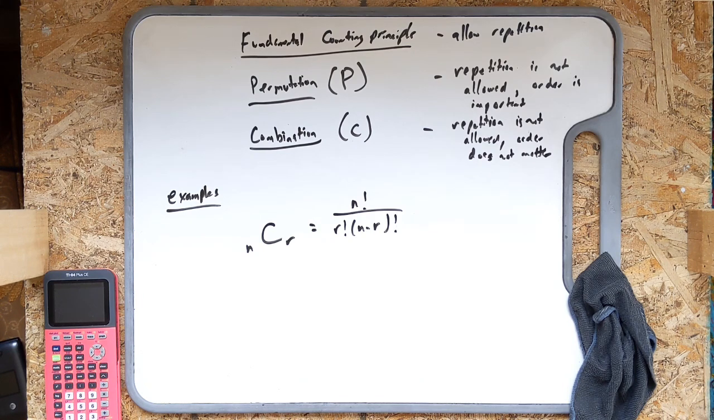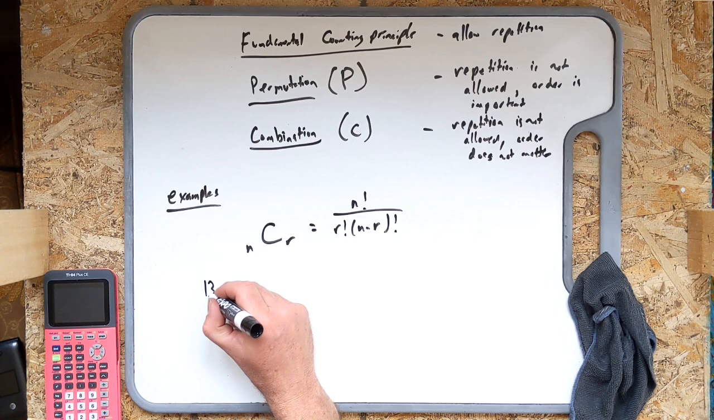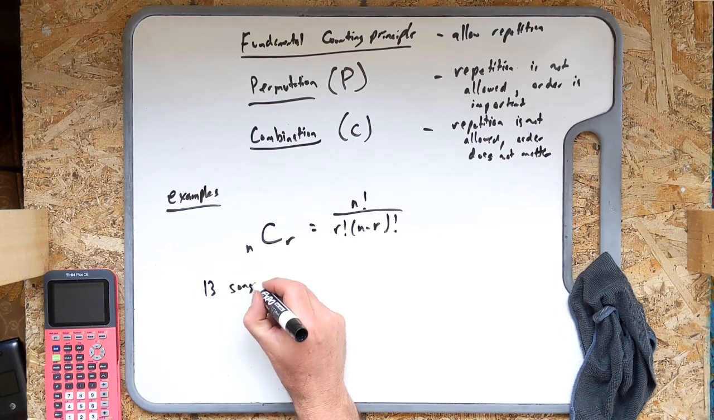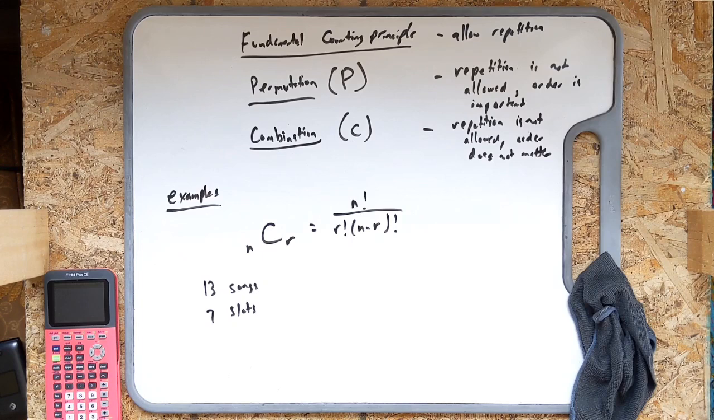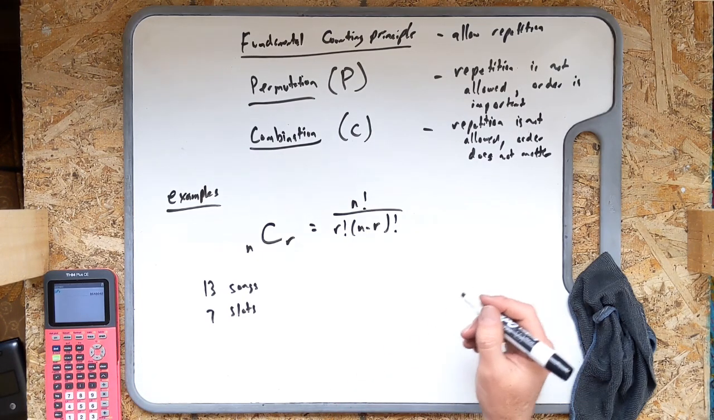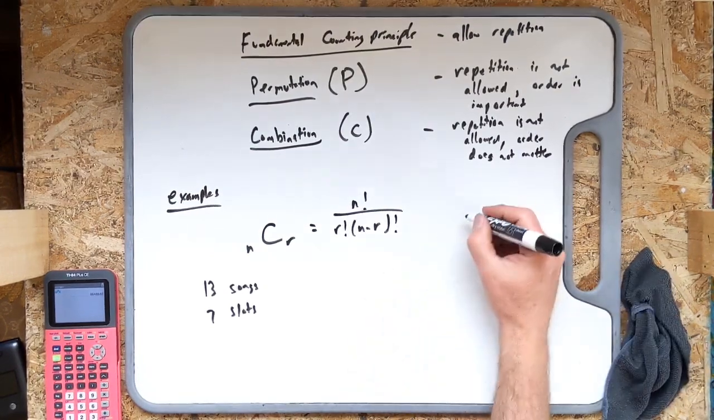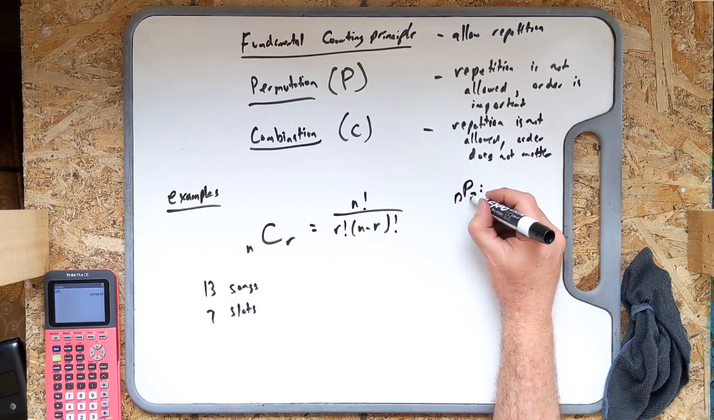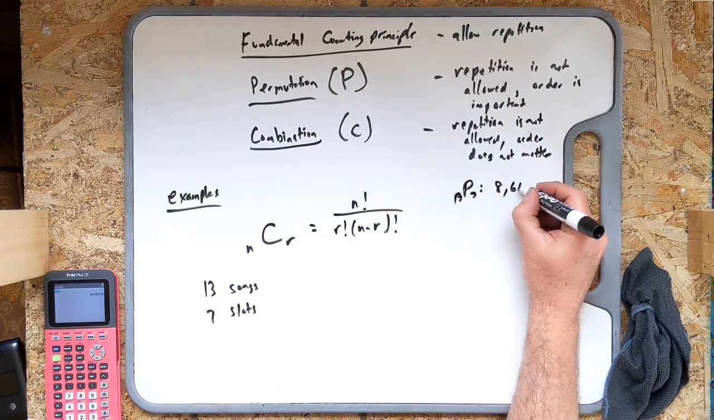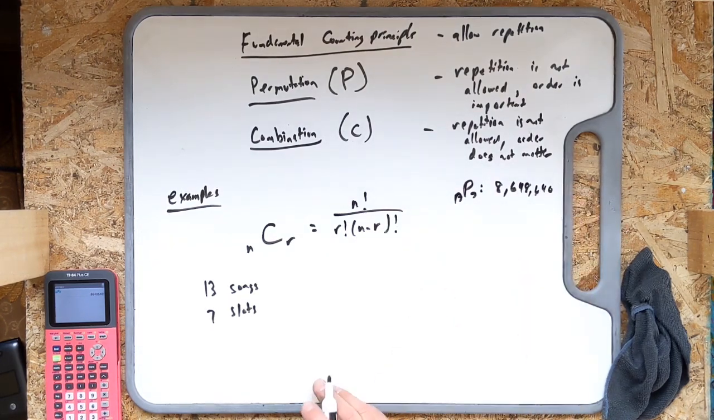Okay, and I'm going to give you some examples. We're going to use the same song example you had here to start with, which is we have 13 songs and 7 slots, except in this case, I'm going to say that the order doesn't matter. So permutations, remember, we had of 13 things taken 7 at a time was 8,648,640.